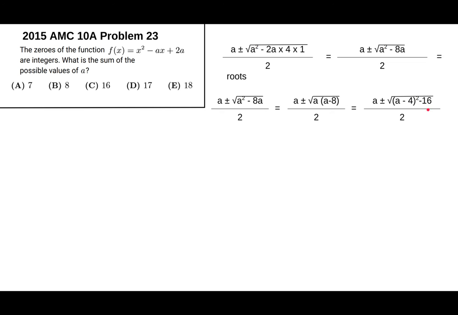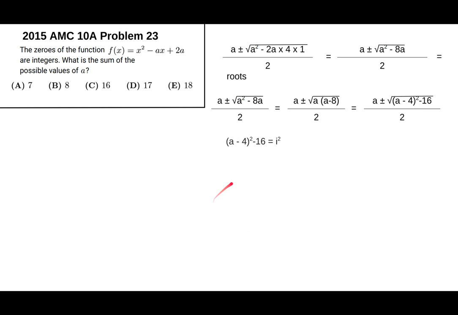We can do this because a times (a minus 8) can also be written as (a minus 4 plus 4) times (a minus 4 minus 4), which is the difference of squares, so we can factorize. Now, we also have to make sure a and the square root of (a minus 4) squared minus 16 are both odd or both even, and also that the square root of (a minus 4) squared minus 16 is an integer, because they have to be integers. But we'll check that later.